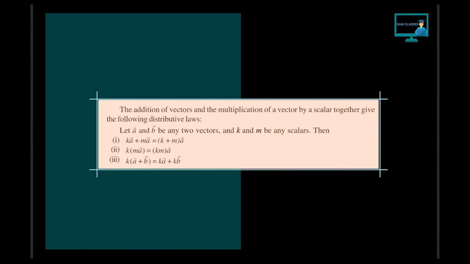Clear? If you have 2 times of a vector plus b vector, you can write it as 2a vector plus 2b vector. Very simple. Clear?